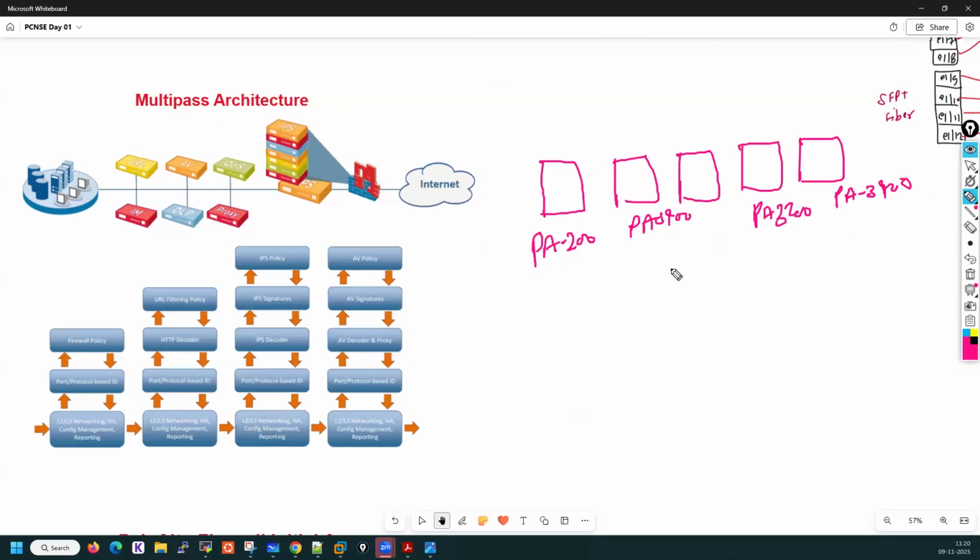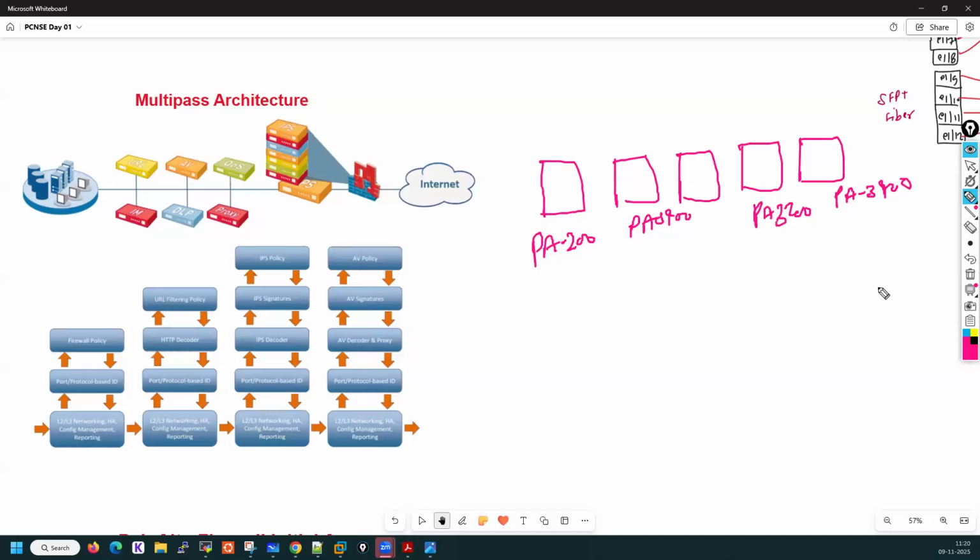Why do we have different code? This is a valid question, right? Why do we have different types of code? Because of the architecture. Each and every model has a different type of architecture, a different type of chipset, and on those chipsets, different code needs to run.